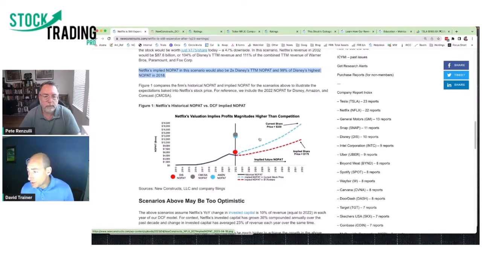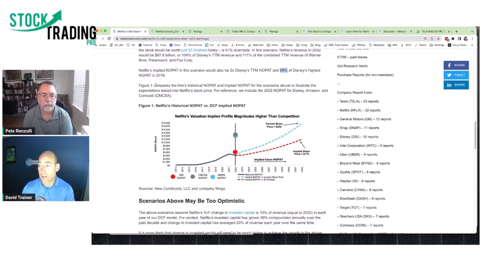And by the way, if you notice over here, that NOPAT is quite a bit higher than what Amazon has, what Comcast has. That's pretty impressive. That's what's baked into the current stock price. And then we show, okay, let's peel back those assumptions a little bit and make it a little bit less optimistic. And here's another scenario. This is the implied NOPAT for $175 a share. And by the way, that's the stock price today implied by this future cash flow life cycle. $175 is what the stock is worth today if you believe they can achieve this NOPAT, which, by the way, is significantly higher than where Disney is. It's nearly 2 times higher than where Disney is in the trailing 12 months, and it's the same 99% of the highest ever NOPAT for Disney in 2018.